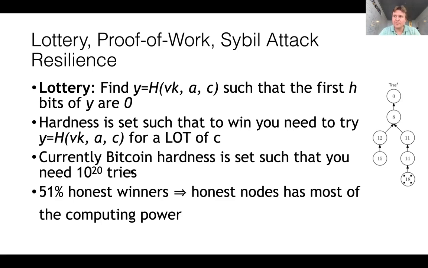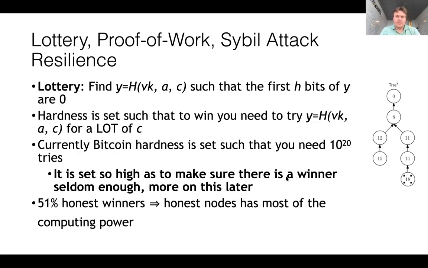And since we assume that most of the computing power is controlled by the honest parties, otherwise we're in trouble, then most of the winners of the lottery will be honest. So that's the basic assumption behind the Bitcoin system. We can discuss whether it's reasonable or not, but that's the assumption under which it works. Most of the computing power should be controlled by parties that adhere to the longest chain rule. Okay, that's it.